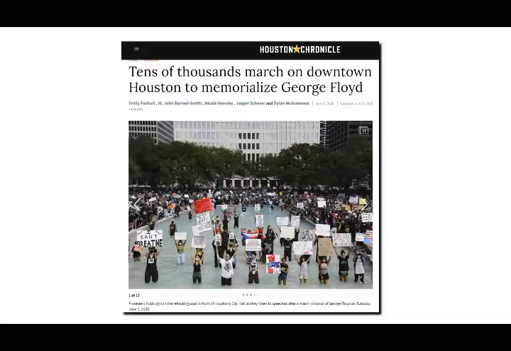Here's an article from the Houston Chronicle. Tens of thousands march on downtown Houston to memorialize George Floyd.